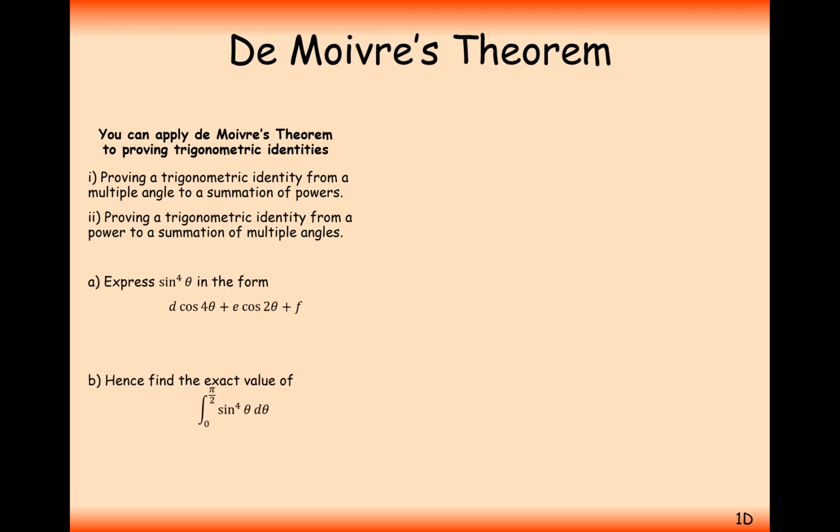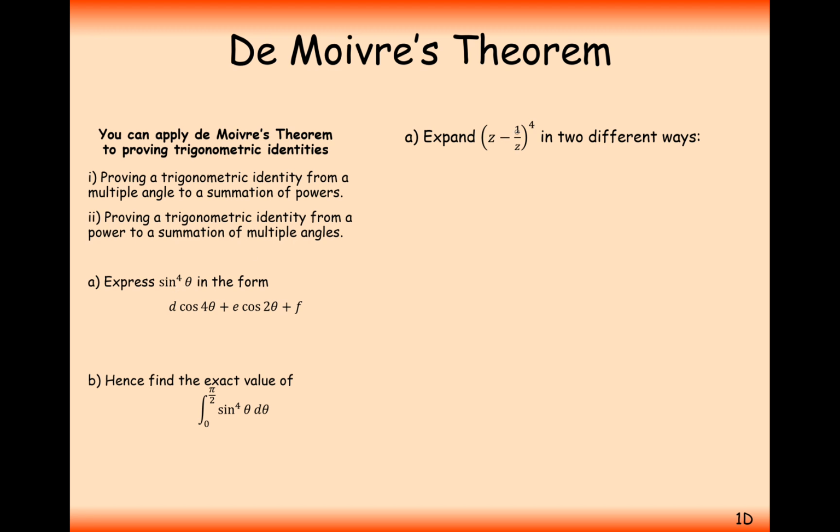Let's have a go at a question in action. In this question, we're looking to express sine to the power of 4 theta in this form here, and then we're looking to integrate it. So this is a way that they can use de Moivre's theorem to prove trigonometric identities and link it into integration. So what we need to do here is expand z minus 1 over z to the power of 4 in two different ways.